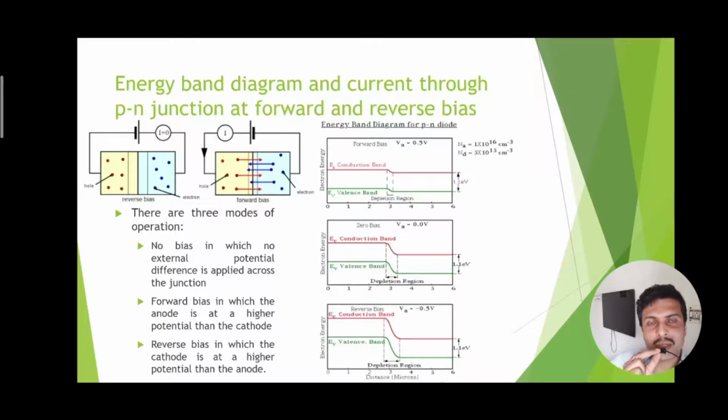The energy band diagram of the PN junction and the current through it at forward bias, reverse bias, as well as without bias are an important fact that we should go through. As shown at the top, there are two small circuits. One circuit is showing the reverse bias, another circuit is showing the forward bias. Now what does it mean?